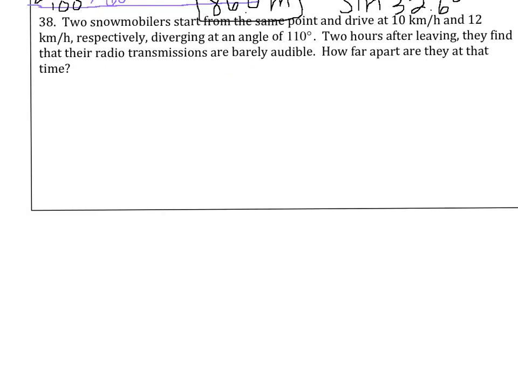And our last problem, and I'll let you know there is one on the test similar to this. I know in class we talked about angles with direction, north, west, southwest, and dealing with that. This is a similar idea. So it says two snowmobilers start from the same point and drive, and it gives us their speeds, diverging at an angle of 110 degrees. Then it says 2 hours after leaving. So we need to think for a moment here.